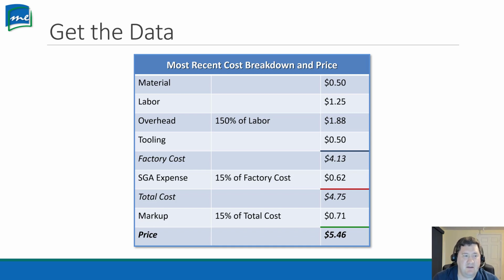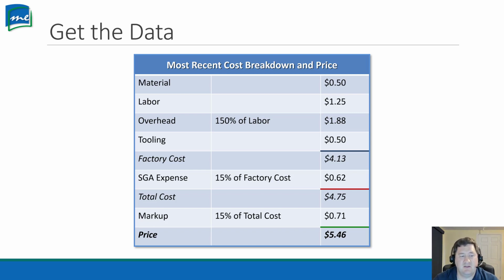So let's get our data here. Overall, it looks like $5.46 is our actual price. But if we break that down, materials cost 50 cents, labor is $1.25, overhead is 150% of labor, which is $1.88 rounded, and then we have our tooling of 50 cents. All that equals $4.13.